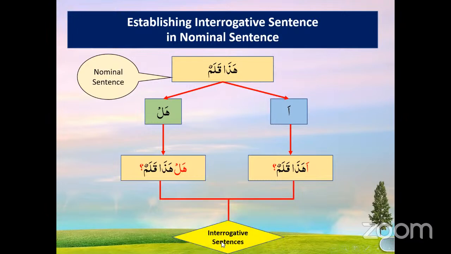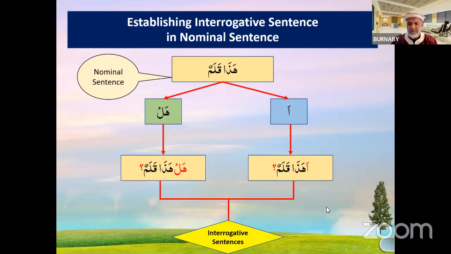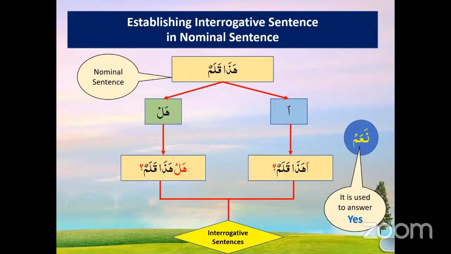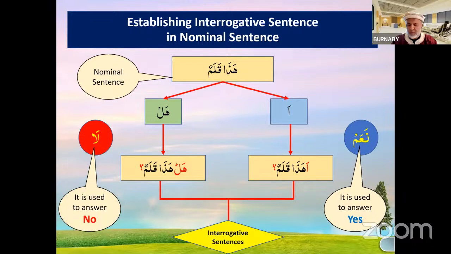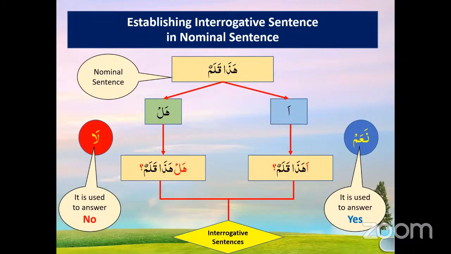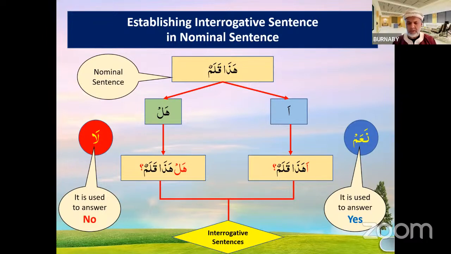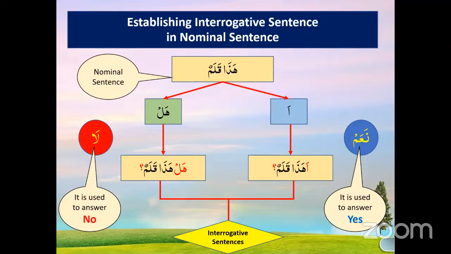So they are both interrogative sentences, and the answer is either you're going to say naam, which means yes, or you're going to say la, which means no. Okay. So the first category is simply using the huruf istifham. What do we use? Huruf istifham. And how many huruf istifham do we know?